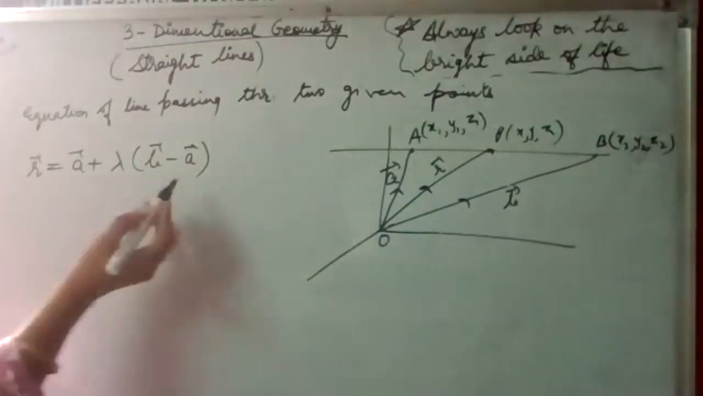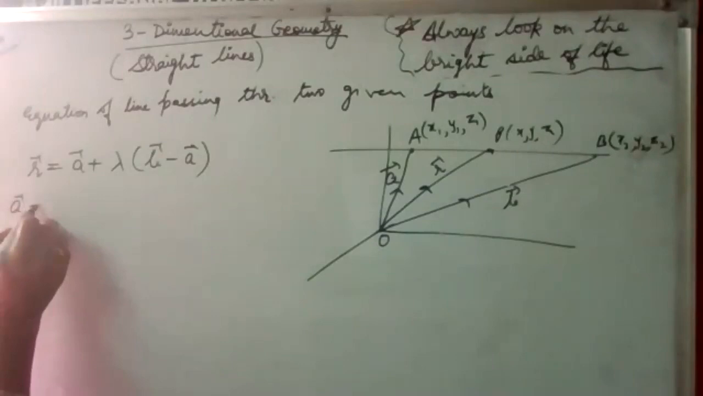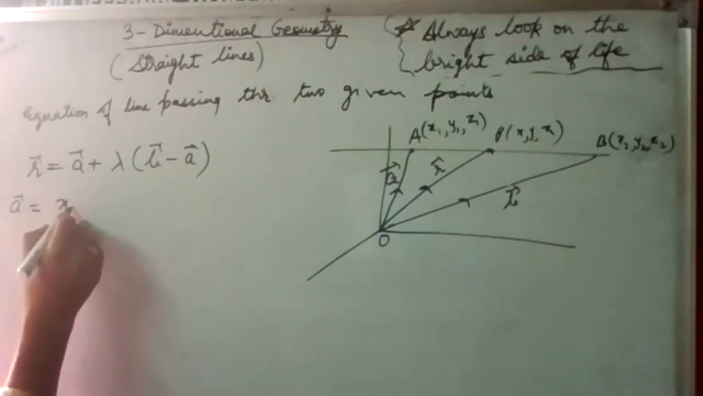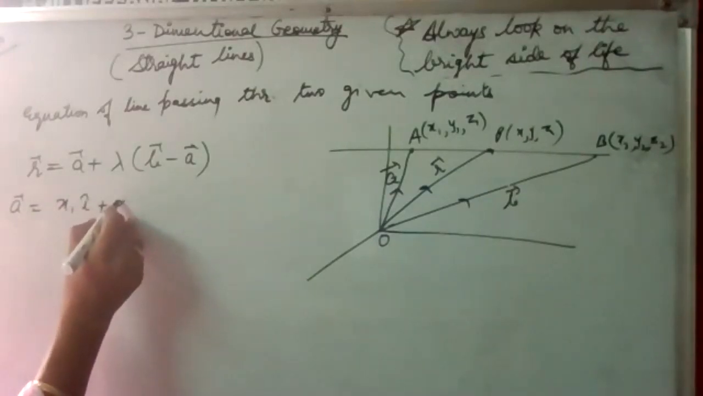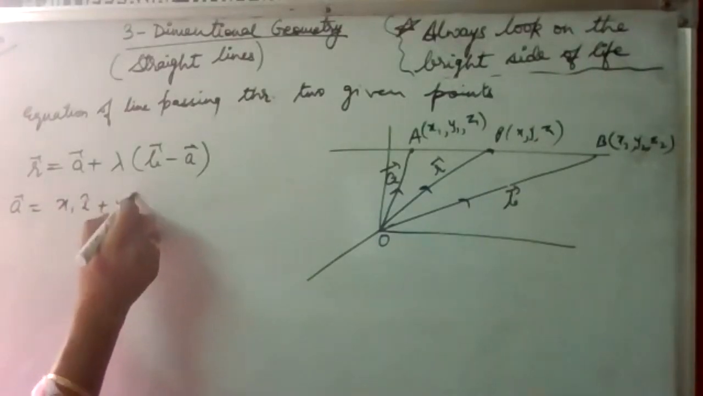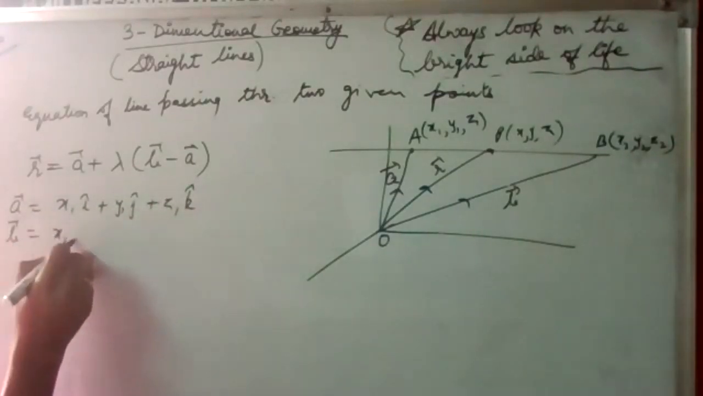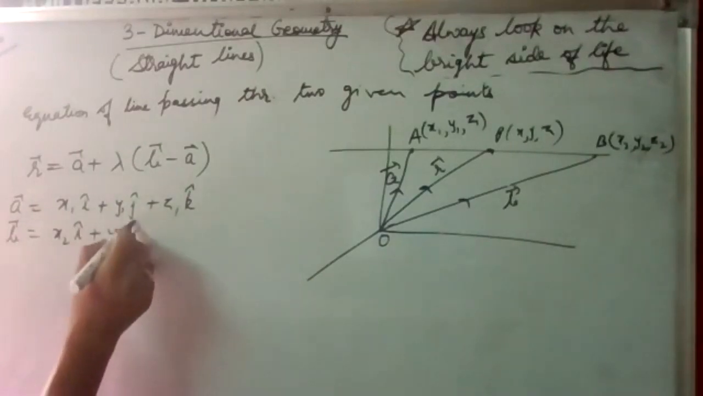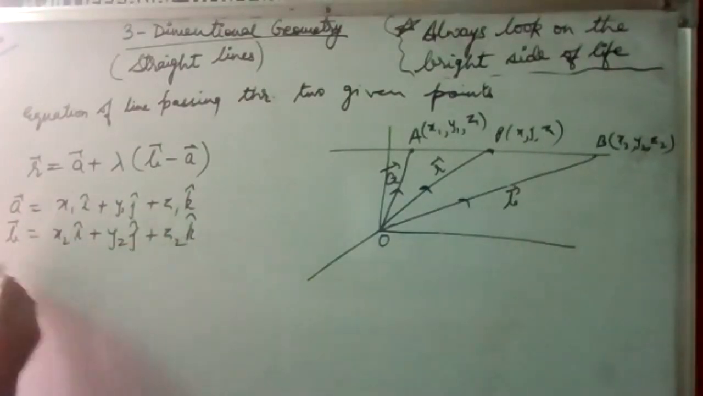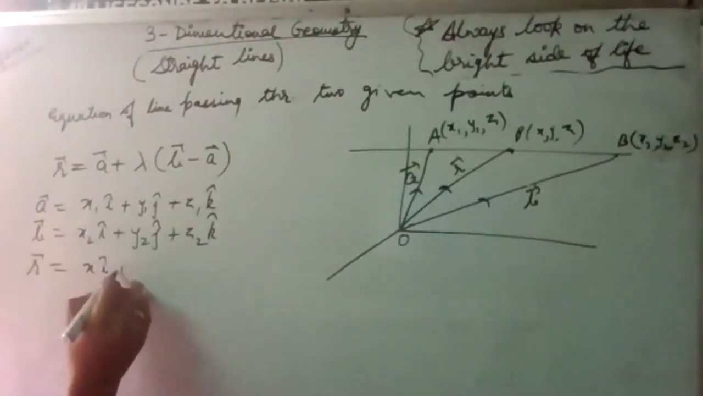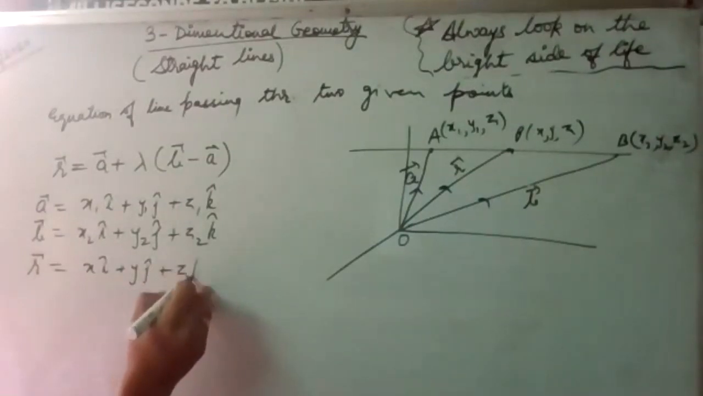This is the vector form of the equation if the line is passing through two given points. We can write down the component forms of a vector, b vector and r vector. So a vector will be x1i plus y1j plus z1k, and b vector is x2i plus y2j plus z2k, and r vector, that is the position vector of the general point, always will be xi plus yj plus zk.